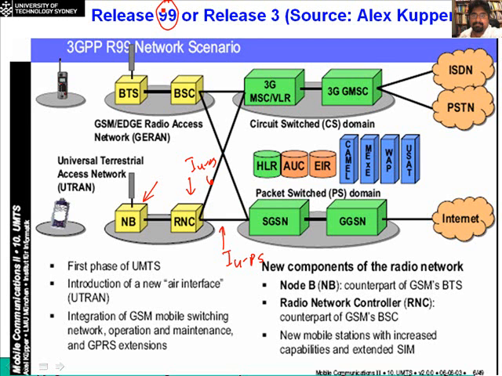So what was new in Release 99? Well, it was the first phase of UMTS. The new air interface, this air interface here, was based on wideband CDMA, and it also allowed coexistence of GSM, GPRS, and UMTS on almost the same infrastructure. The new elements were the Node B, the RNC, and obviously the handsets.